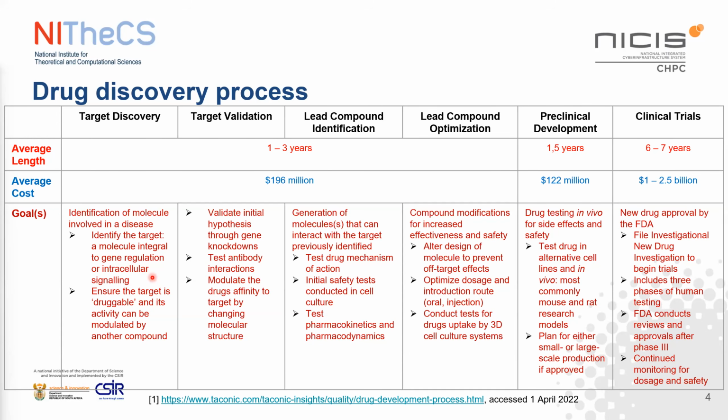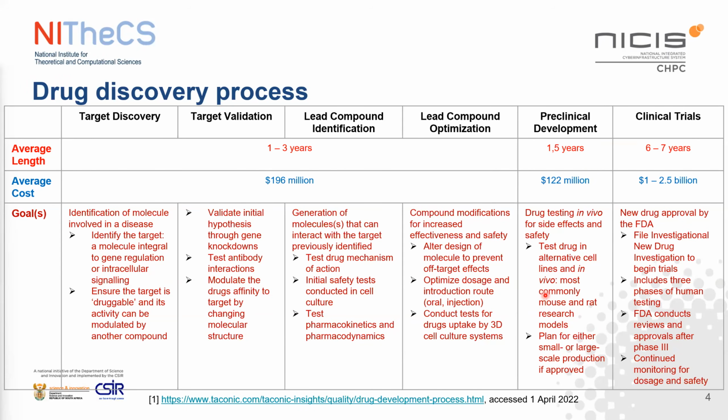Now, what happens at this point is that sometimes you design a drug, and of course it works, but then the problem is it might have side effects, right? So you want to try and avoid those side effects. So you have to often modify that drug to make sure that it doesn't have adverse effects on things that you don't want it to be having effects on. So once you've got that, you can do the optimization of your lead compounds, which you then alter the design of the molecule to prevent, as we said now, off-target effects. You optimize the dosage, and you also determine now, how would you want to give a patient this? Do you want to give them orally, or is it going to be via some injection, right? Then you conduct tests for the drugs updated by 3D cell culture systems.